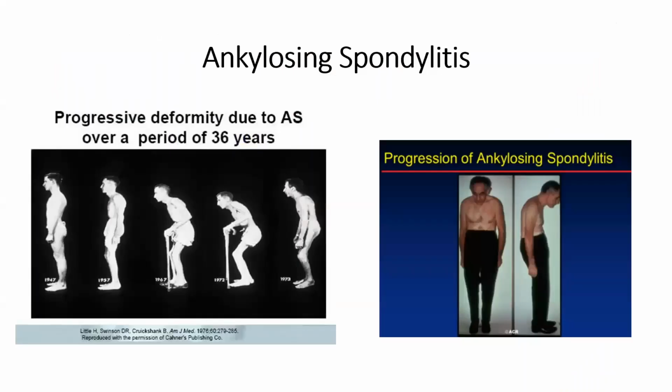Now in the next slide, I would like to discuss ankylosing spondylitis. The picture on the left is a very classic picture. It illustrates progressive deformity due to ankylosing spondylitis over a period of 36 years. And the other picture on the right also illustrates progression of ankylosing spondylitis if it is not treated effectively.